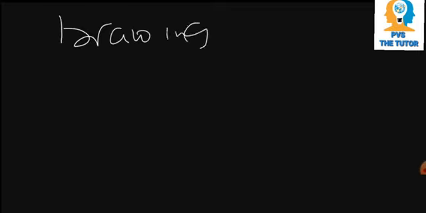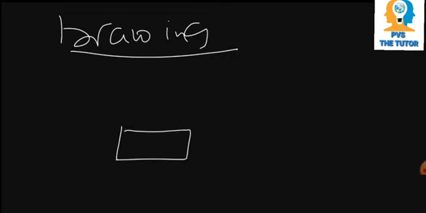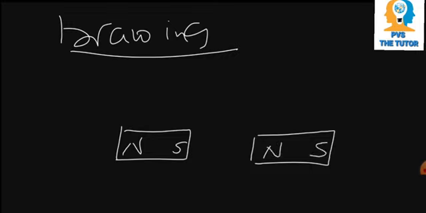So let's see how we can draw the magnetic field lines on magnets. Let's say drawing of magnetic field lines. Now, if this is a magnet, north, south, and this is another magnet, north, south.